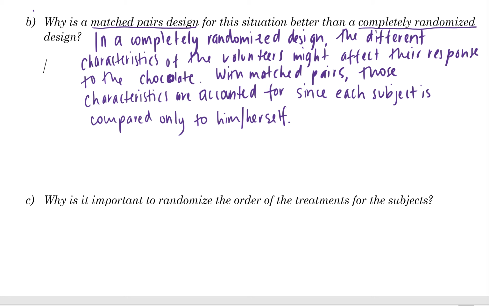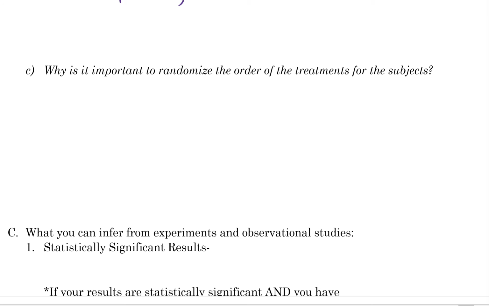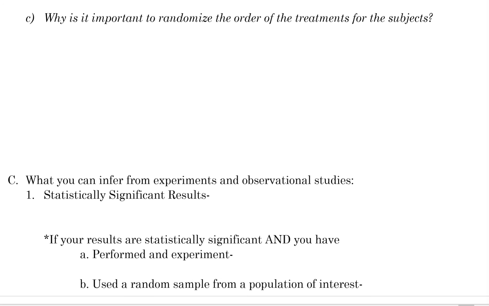Give a couple of different reasons. Don't just focus on the negative of one or the positive of the other. Include both. Okay? And then finally, for this example, the last question is, why is it important to randomize the order of the treatments for these subjects?